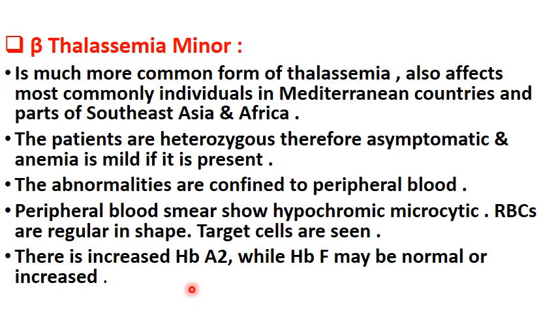The abnormalities are confined to the peripheral blood film, which shows hypochromic microcytic cells, and the red blood cells are almost regular in shape, not as marked anisopoikilocytosis as seen in the peripheral blood film of patients with thalassemia major. The target cells are also seen. In such a case, when hemoglobin electrophoresis is done, we see an increase in hemoglobin A2, while hemoglobin F might be normal or mildly increased.